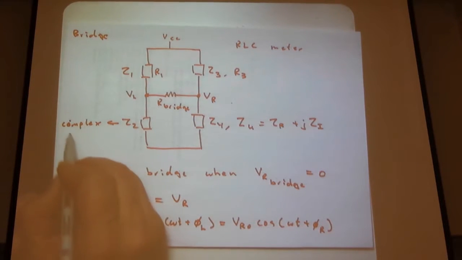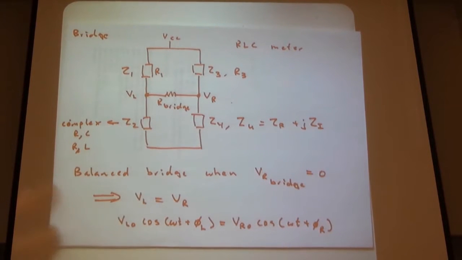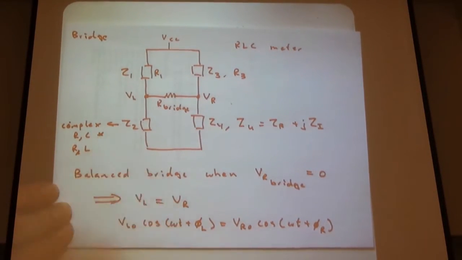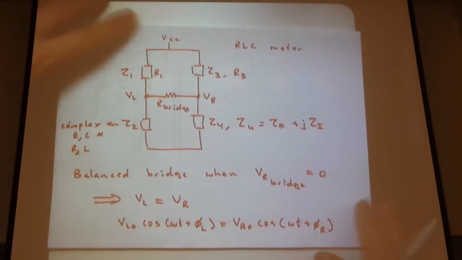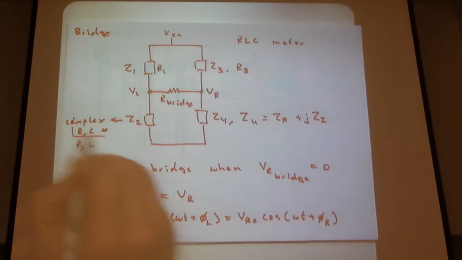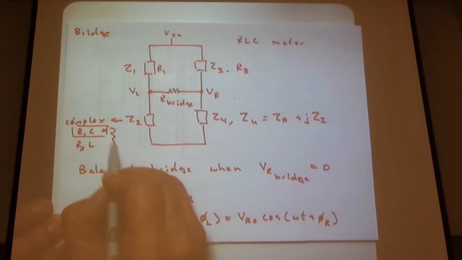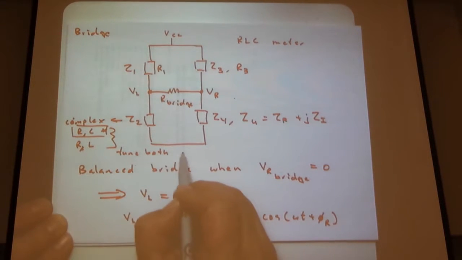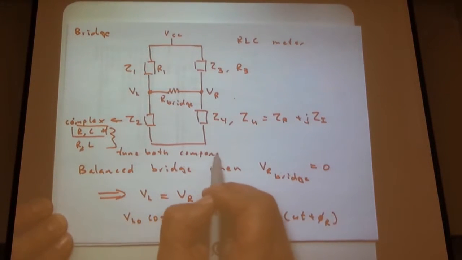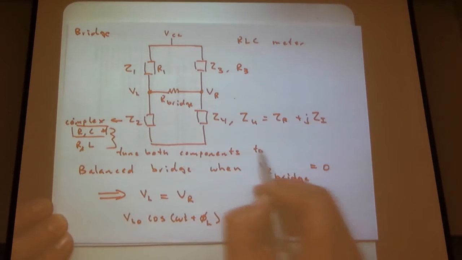So Z2 can be an R and a C, or an R and an L. And you tune them both. This is really the one that you use. Inductors are more problematic than capacitors. But you could do them. You could use them both. So you tune both components to find Z.